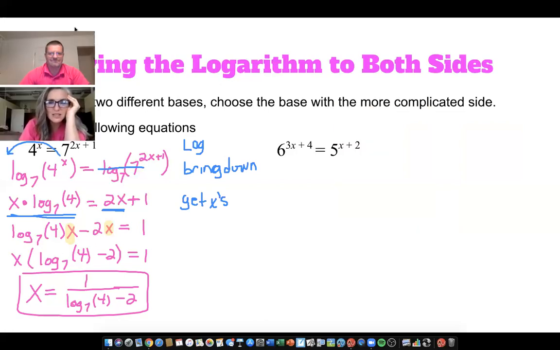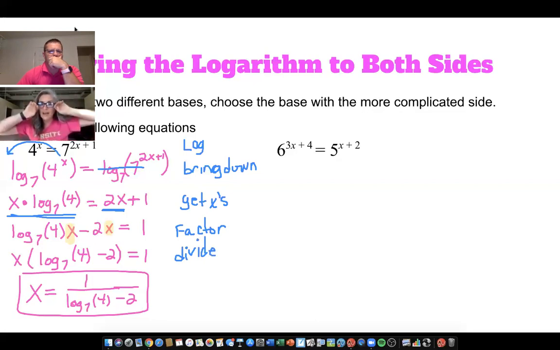After we put our x's on the same side of the equal sign, then we factored out that x. After we factored out that x, we were left with x times some ugly number. We don't really care what that ugly number was, but we just wanted to divide by it to get x all by itself. So this is what's going to happen when you're solving an exponential equation where you have exponents on both sides. You're always going to follow this method.